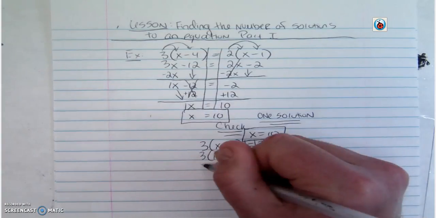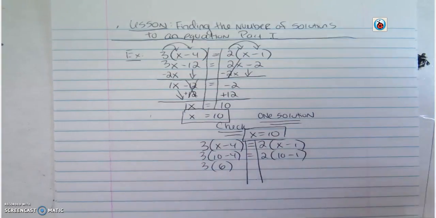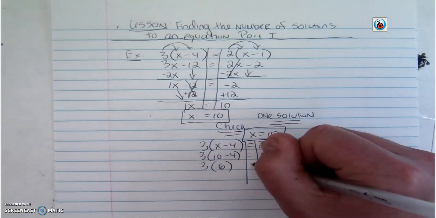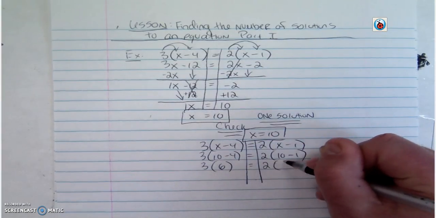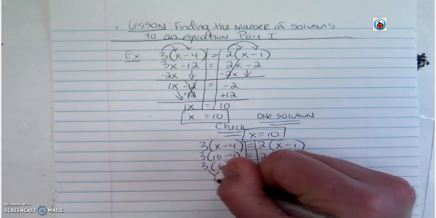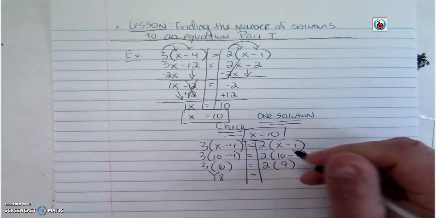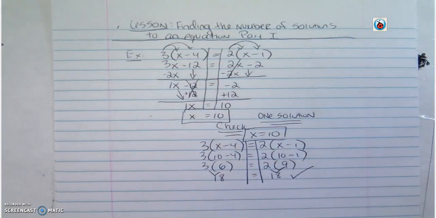Okay, I have 10 minus 4, which is going to give me 6. Remembering to do parentheses first for order of operations. Parentheses comes first in PEMDAS. And then here we have 10 minus 1. Again, we do what's in parentheses first. So now a number touching parentheses indicates multiplication. And then 2 times 9 on the other side, again, gives us 18. And as we can see, this checks.